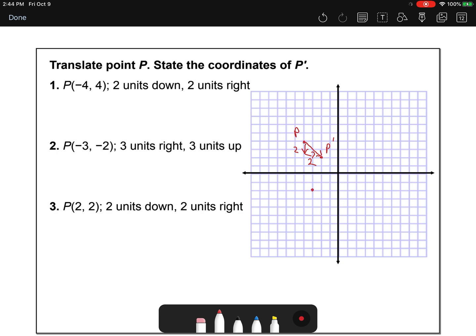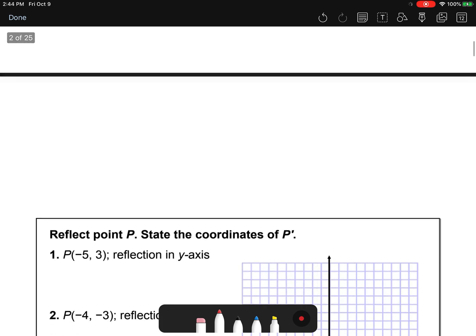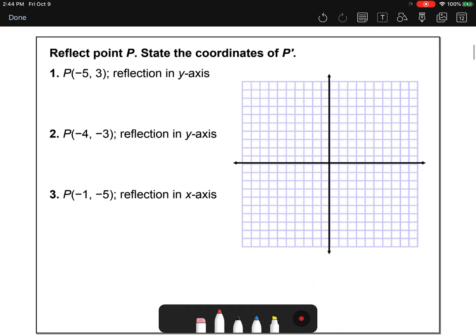Okay, let's say P is negative 3, negative 2. Then we want to move it 3 units right and 3 units up. It would be moved to there. That's called a translation. The point 2, 2, let's say that's P. We're going to go 2 down and 2 right. That would be P prime. Those are called translations. Okay?